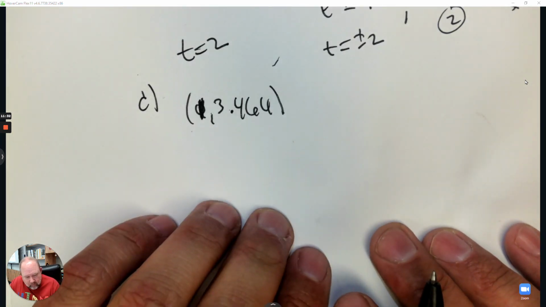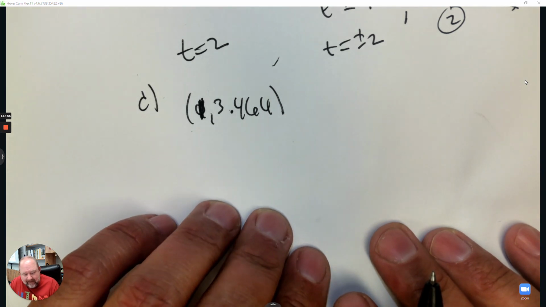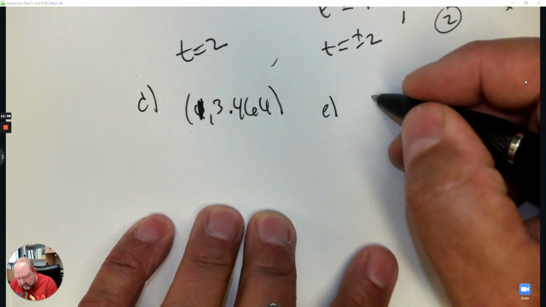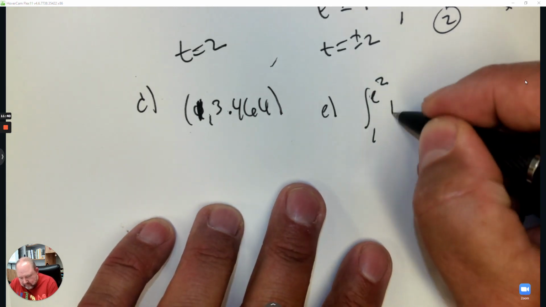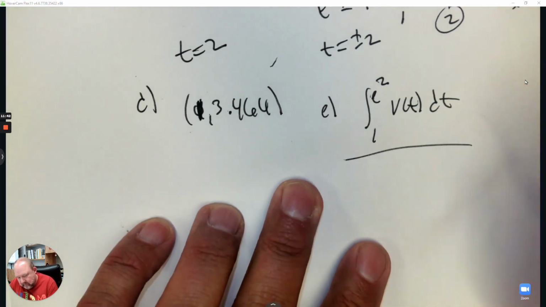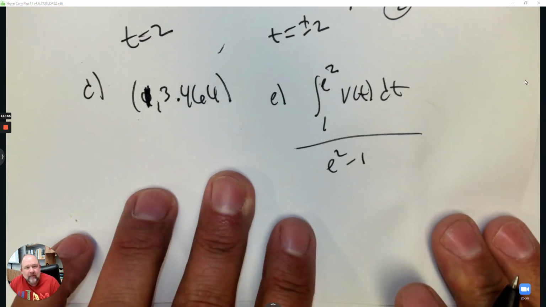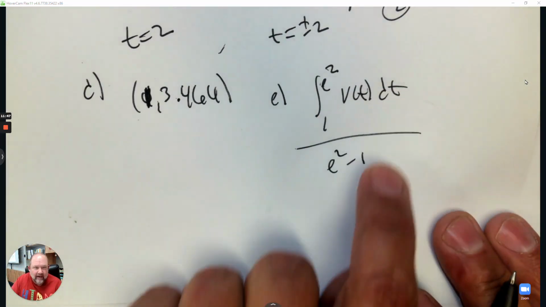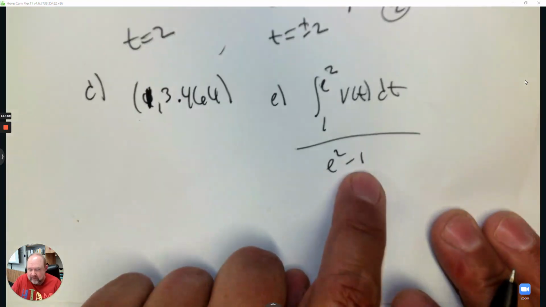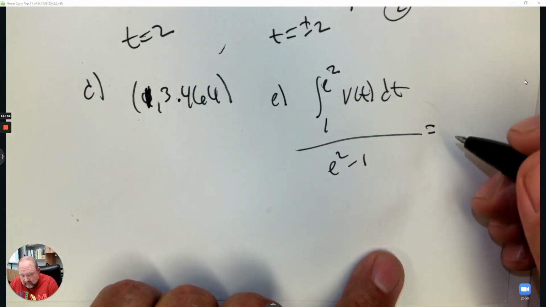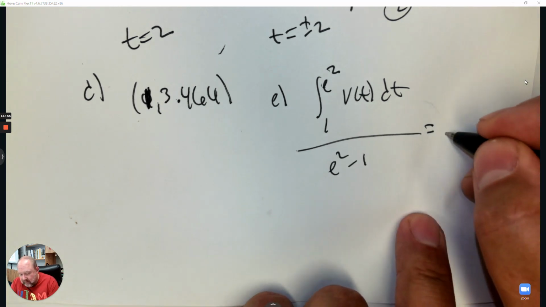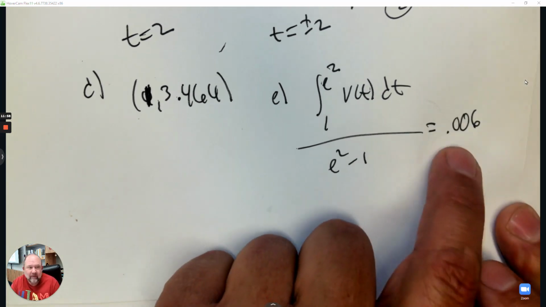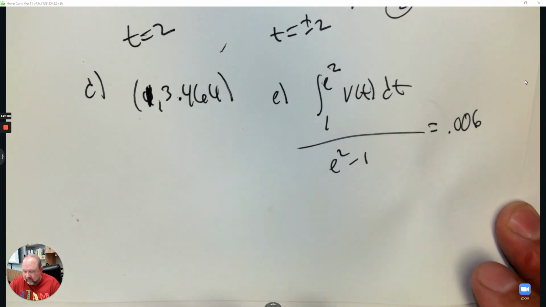E. Find the average velocity from 1 to e squared. So there's the formula for average velocity, and then subtract the bounds. Just type that in your calculator with what the velocity is. And you should get 0.006. Try it with your calculator. See if that gives you 0.006.